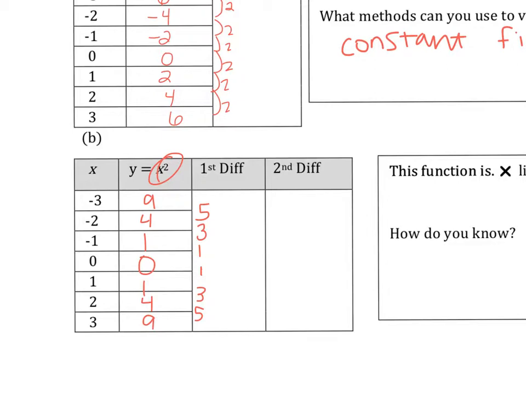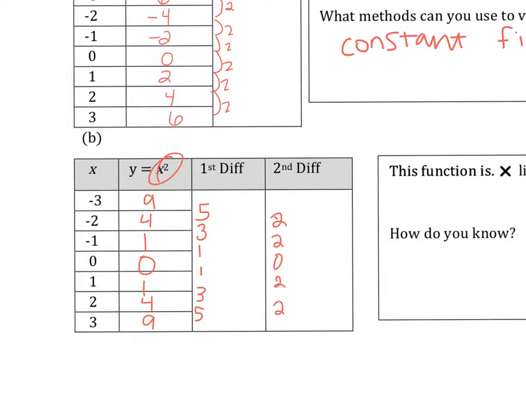So after you have determined that it's not linear, we are going to go ahead and check the second difference. So between 5 and 3, we have a difference of 2. Between 3 and 1, 2. 1 and 1 is 0. 1 and 3, 2. And 3 and 5, 2.